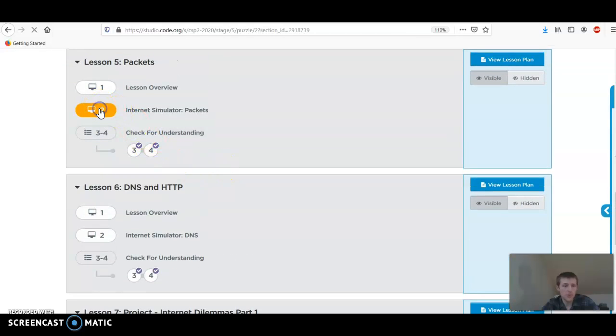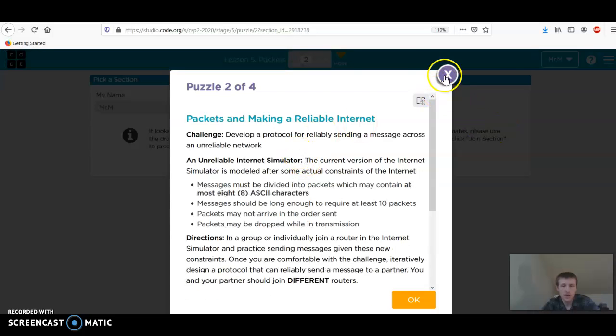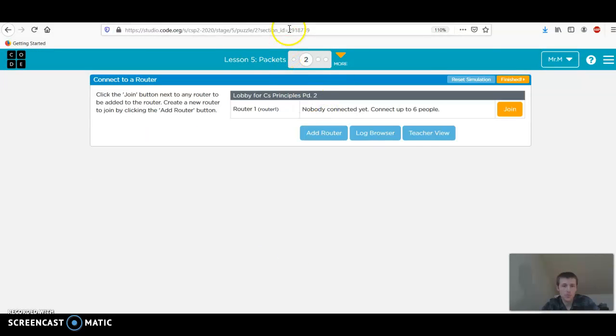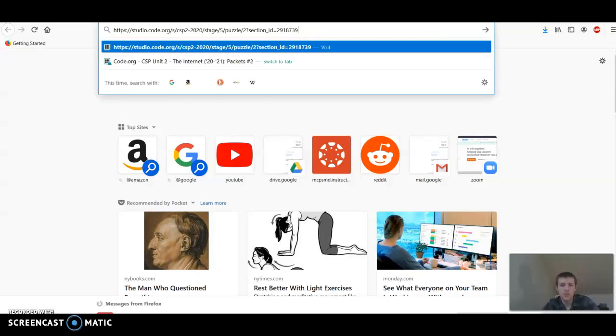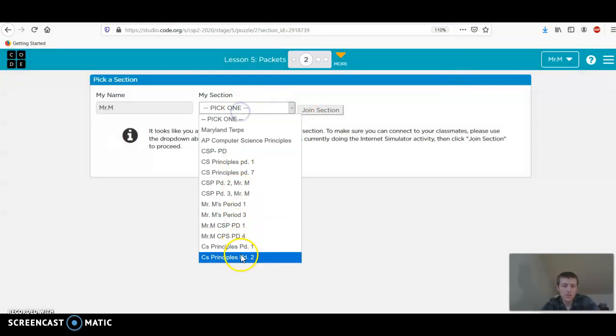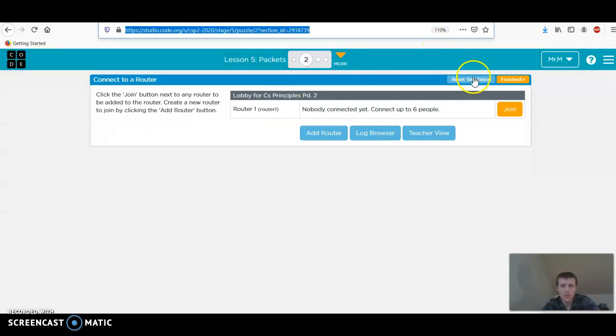If we go to bubble 2 here, now because I don't have a partner, I am going to have to open up 2 separate tabs in order to do this successfully. So let me open up 2 separate tabs so I can connect to myself, and you guys can do this yourselves as well.